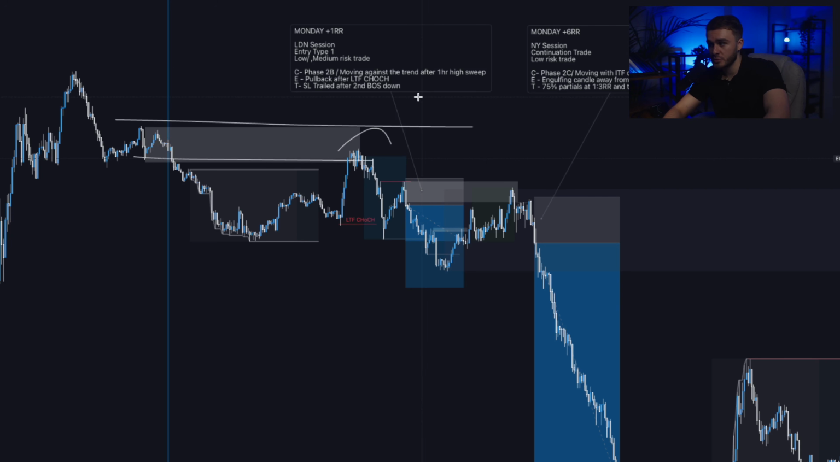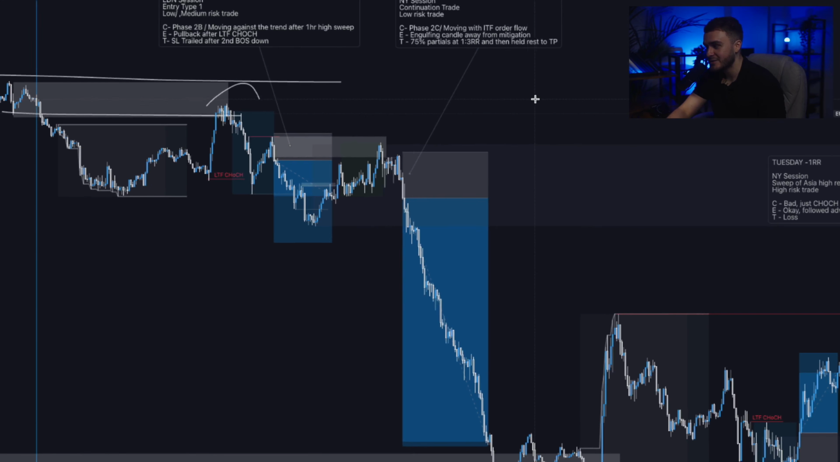Our execution was a pullback after the lower time frame change of character. And then eventually our stop loss was trailed down after the second break of structure downwards. So that's one of our risk management tools that we actually look at. Now, this one actually would have been great if it wasn't for the retracement all the way up. However, some profits still gained, a 1 risk to reward.